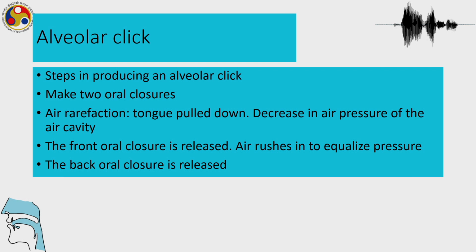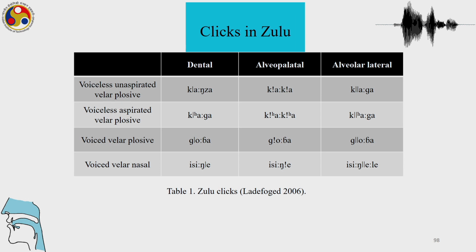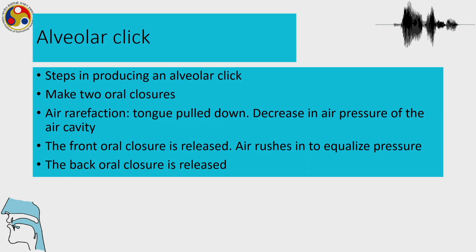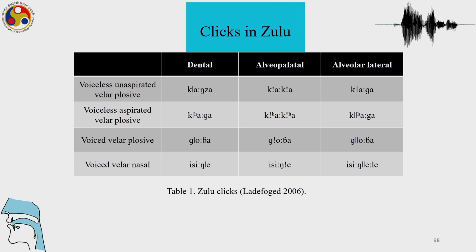So, as you can imagine, if there is an alveolar click, the front closure of the tongue will be in the alveolar region. So, as usual, there will be two oral closures, and there will be air rarefaction, which we just studied, the negative pressure which we just saw, because the tongue is pulled down. The front closure is released after that, and the air rushes in to equalize the pressure, and after the back oral closure is released, a very loud sound is produced.